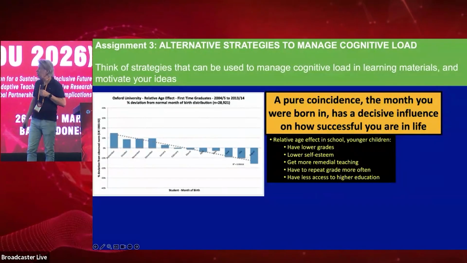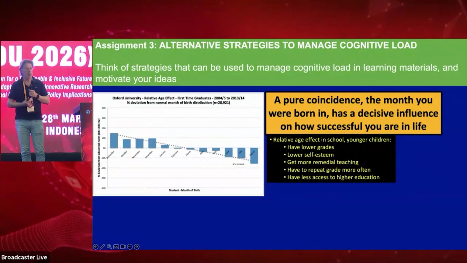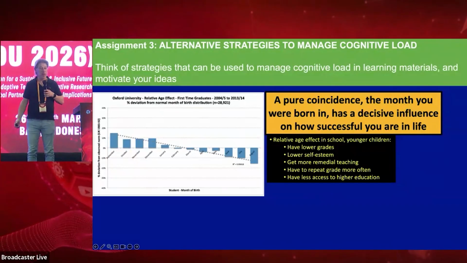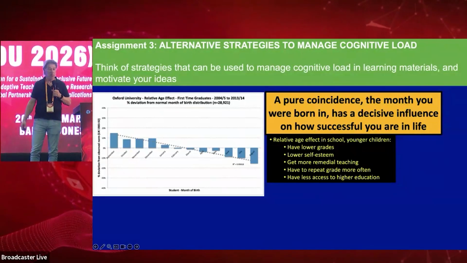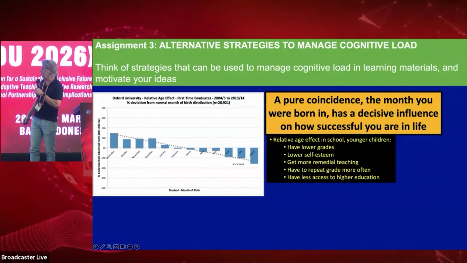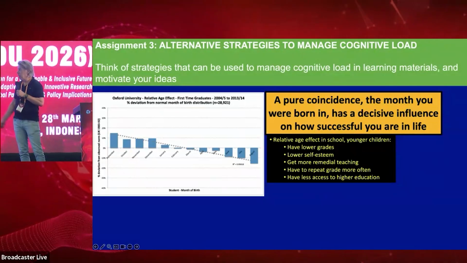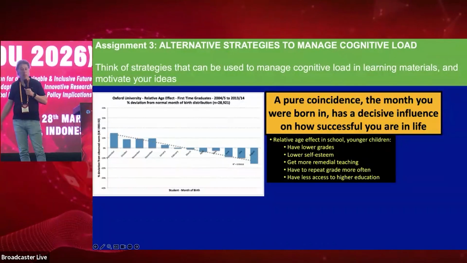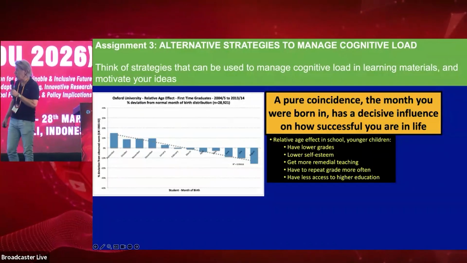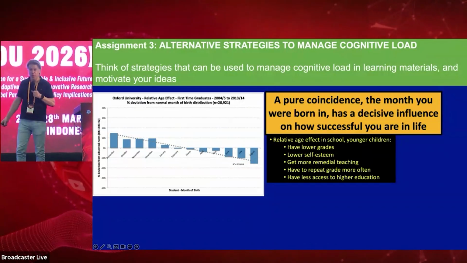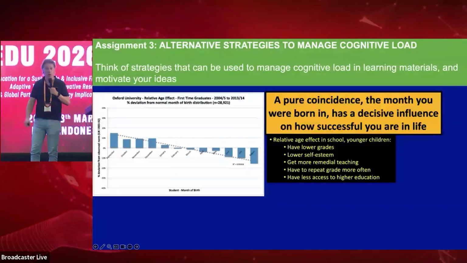Okay, and go on. During my keynote, I mentioned the relative age effect, or the birth date effect, and we saw that it could have rather decisive consequences. Like it was shown in this picture, someone who was born in September has 30% less chance of being a first graduate of Oxford than someone who was born in August.